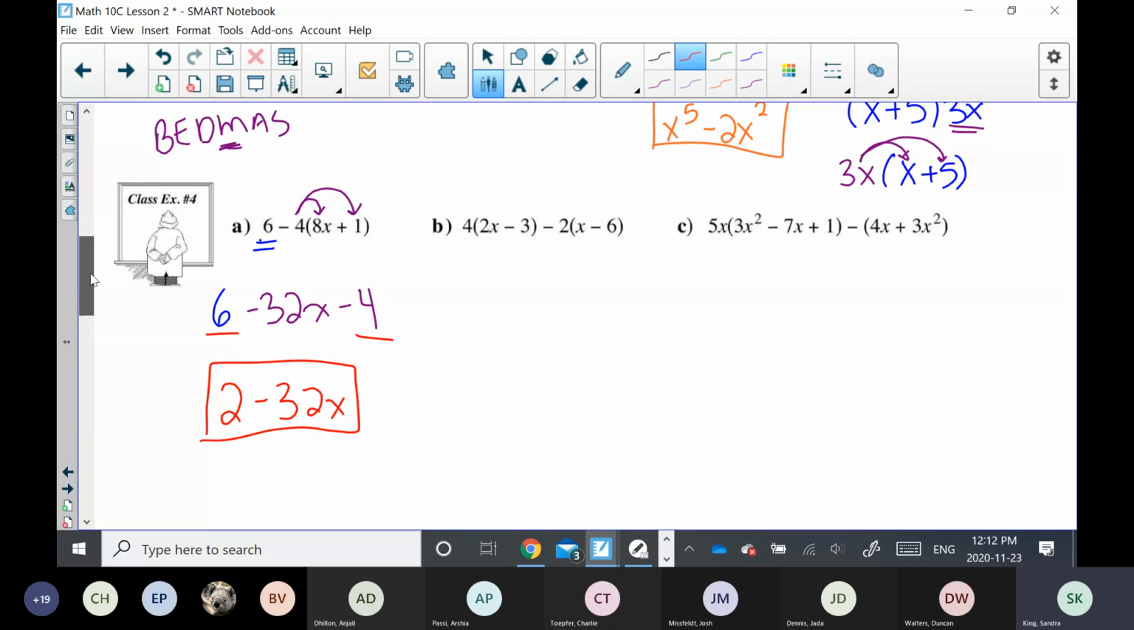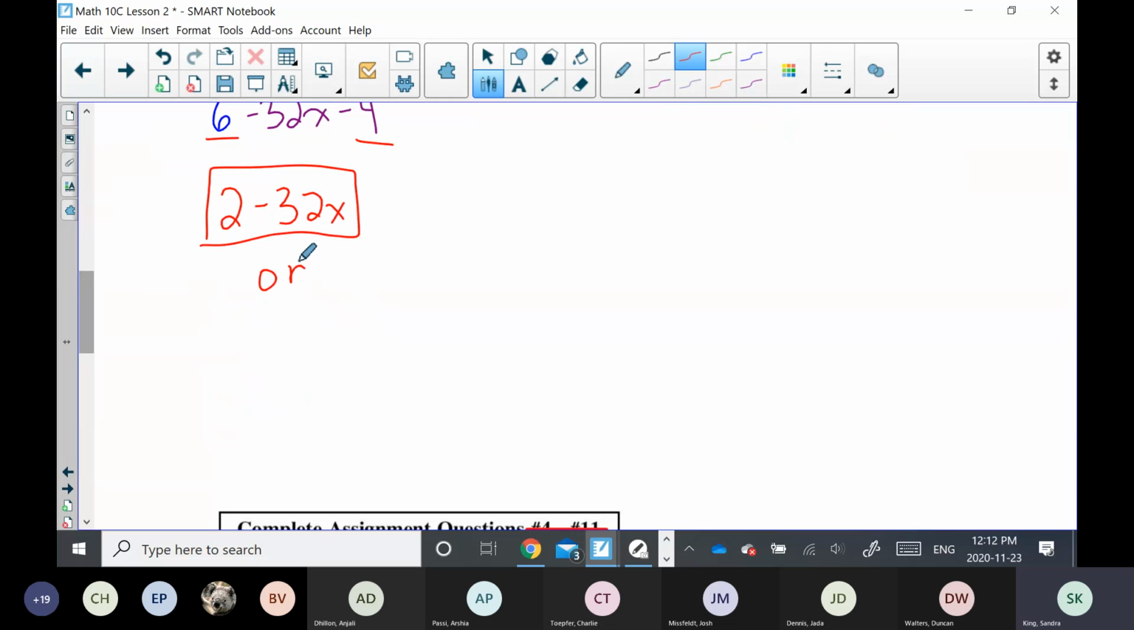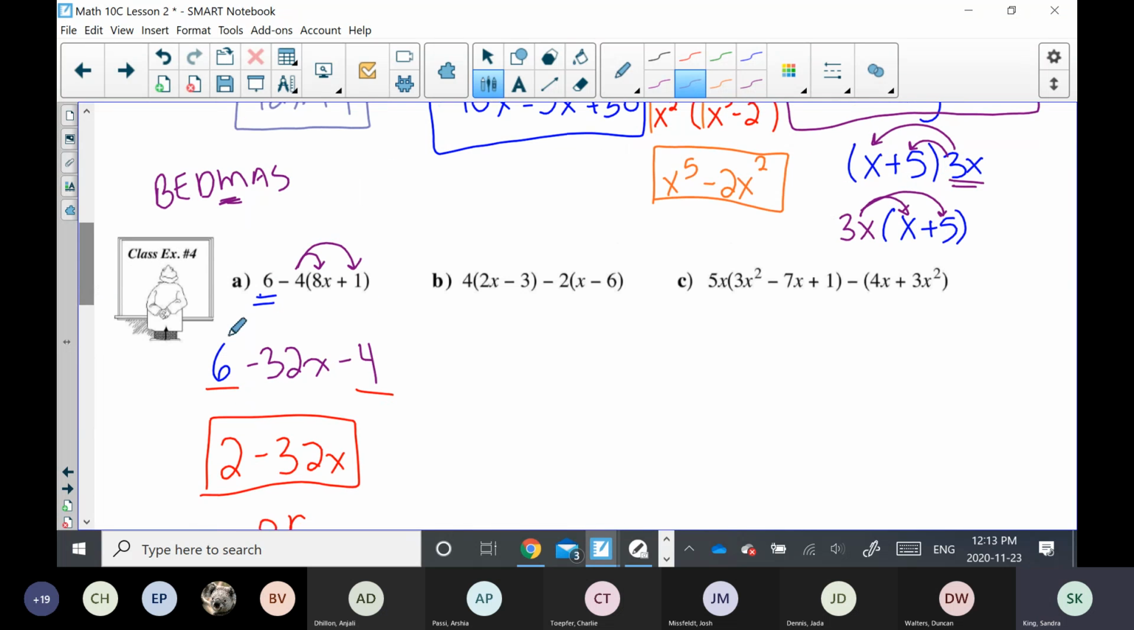Actually, what I should say is it's a really good habit to write your answer in descending order of x. So yes, this is the answer, 2 minus 32x, but anybody who wrote it like this, negative 32x plus 2, this is absolutely correct as well. And I'd actually argue that this is almost more correct for when we get used to just writing in descending order of x.